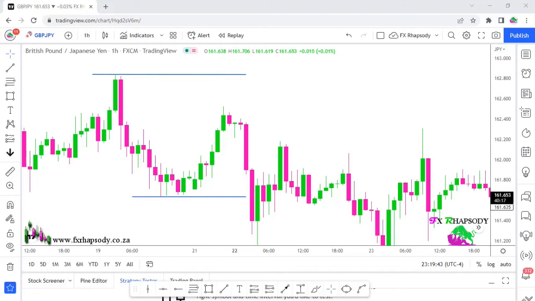Today I just want to show you how you can do entries on multiple time frames.